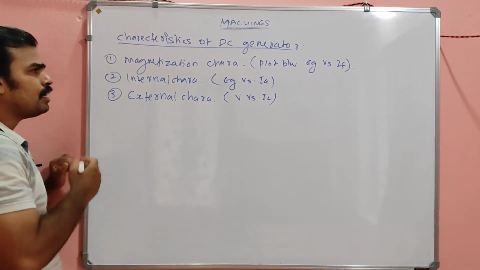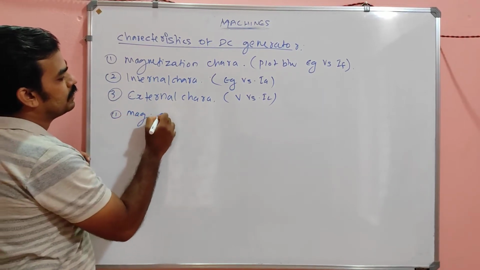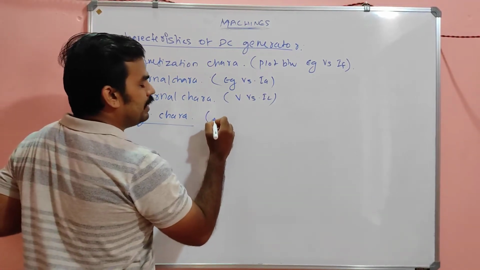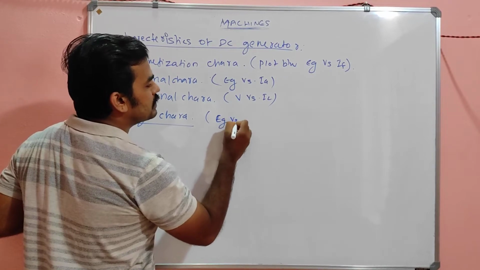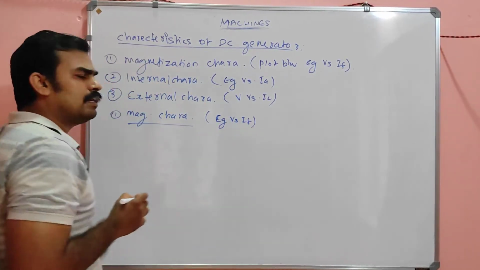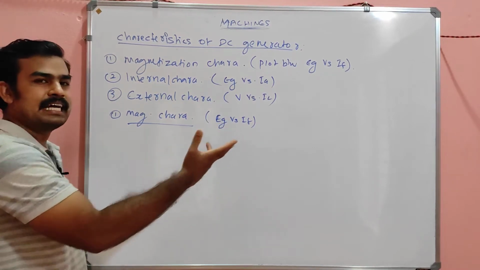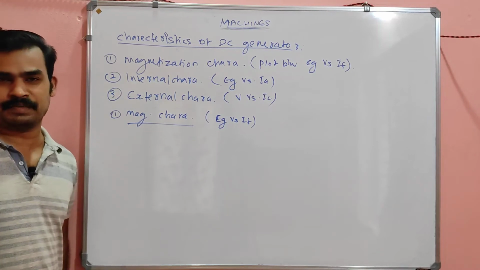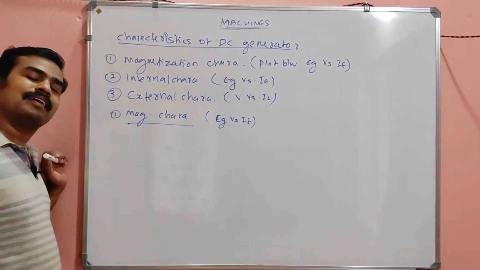First one, magnetization characteristics. What are the parameters in magnetization characteristics? Eg versus IF, which means we have to connect these two things, Eg and IF, how they are connected, that's all. That is the meaning of characteristics, my dears. Eg and IF, how they are connected.